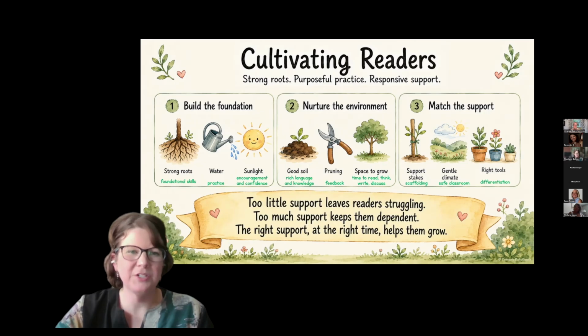But if we give too much support, we keep them at a level of dependence and we don't allow them to grow at the rate that they're capable of. It's all about the right support at the right time to maximize their growth.